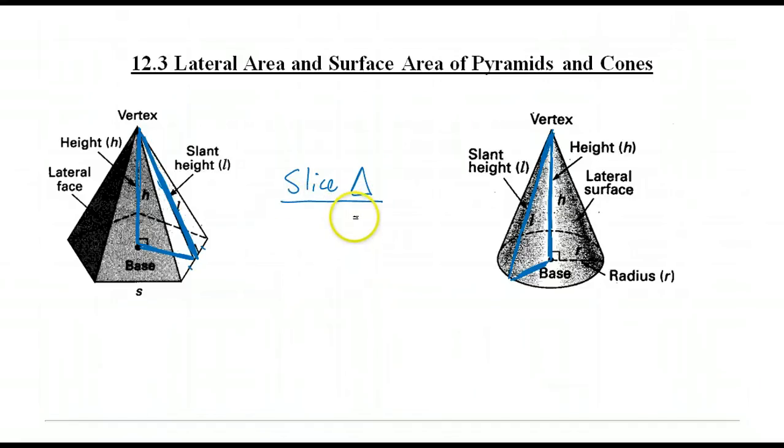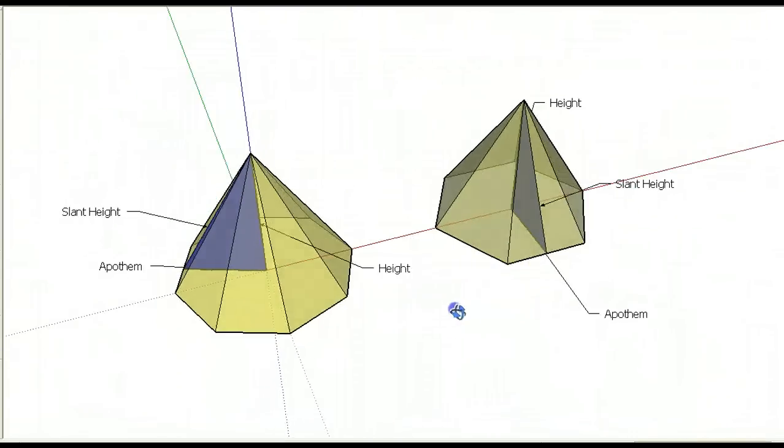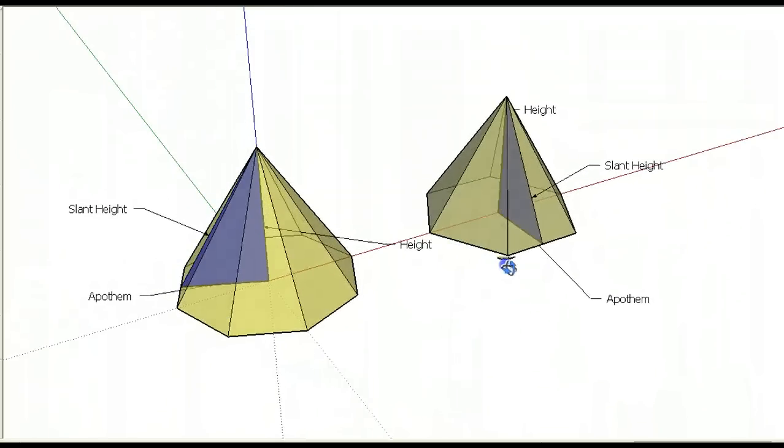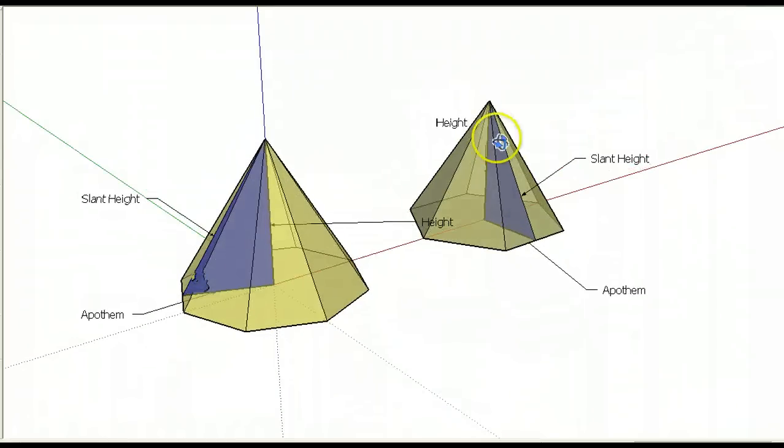I'm going to call that triangle the slice triangle. The reason I call it a slice triangle: if I sliced this pyramid, the face that I would create would be this right triangle. I'm going to look at this slice triangle in 3 dimensions. I have 2 pyramids. On the surface of each pyramid is my slant height. The height of my pyramid will be this length.